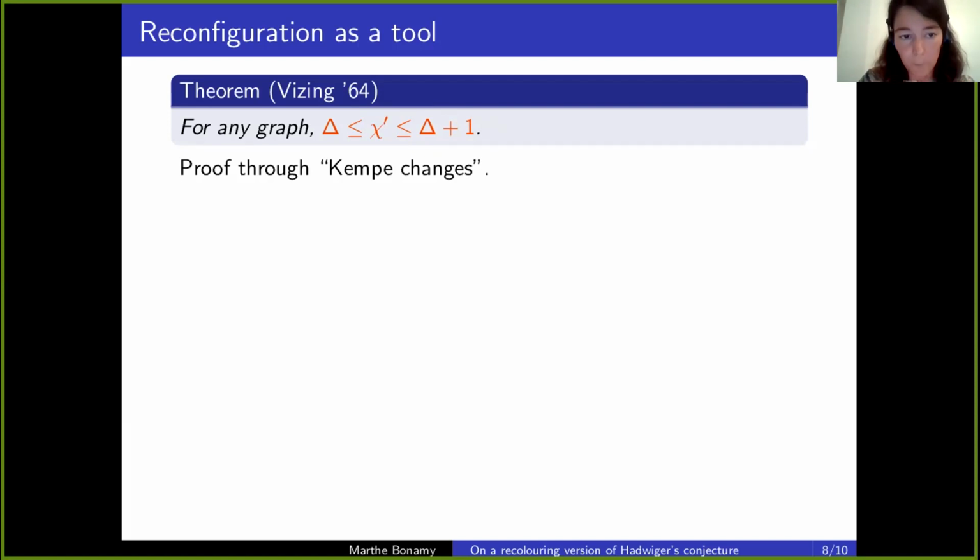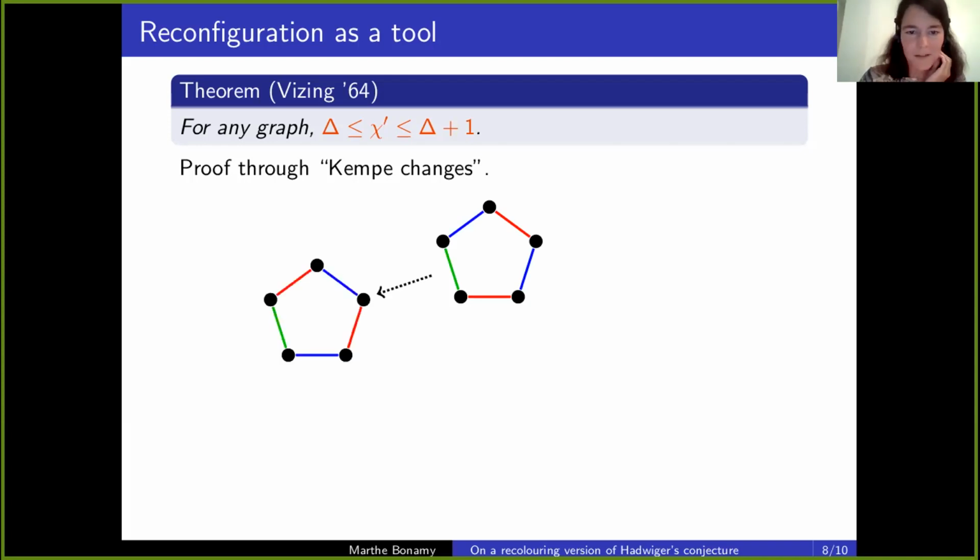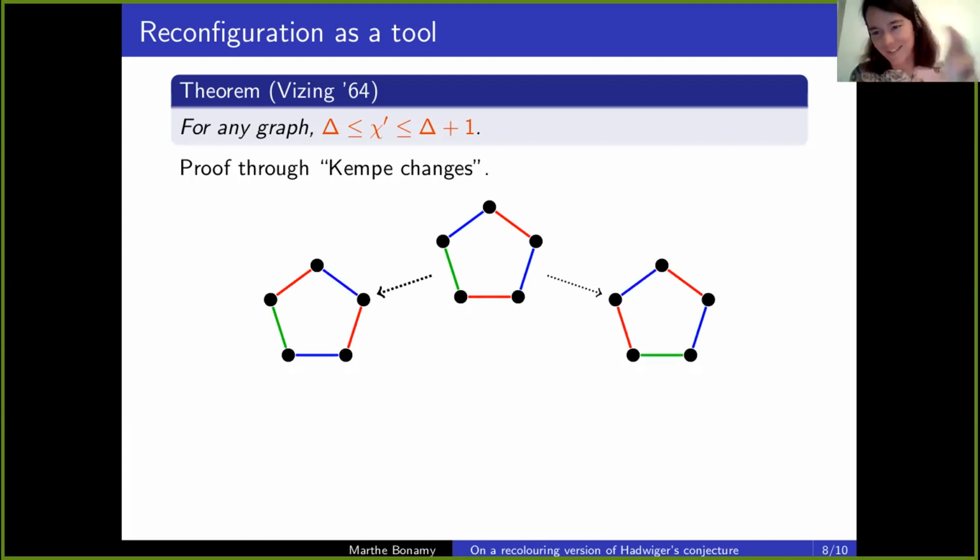And so yeah, all the proofs we know are through Kempe changes, and a Kempe change for edge coloring is the same as for vertex coloring in the sense that you just take two colors and swap them. So here it's really exactly the same thing going on, because for a C5, the edges of it are the same. But anyway, just to get an idea of what's going on.